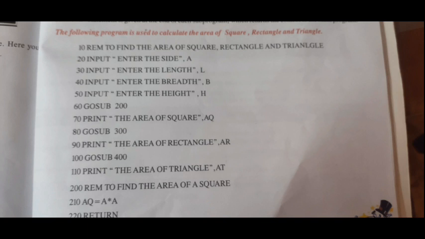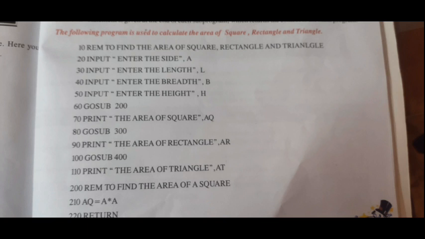Next, see line number 60, GOSUB 200. What is in line 200? REM to find the area of a square. So we have to find the area of a square. Can you see 200 to 220 is a separate subprogram? In line 220 there is a line called RETURN. What happens in RETURN? It returns to the main program. Clear for you? So first it calculates the area of a square. The input is got from the user, then the area of a square is calculated and returns to the main program. Clear for everyone?